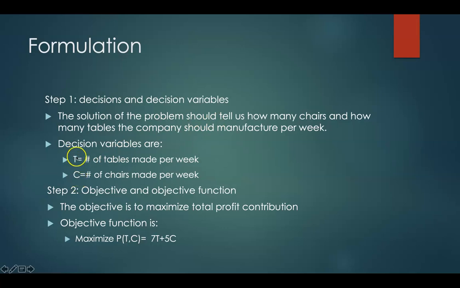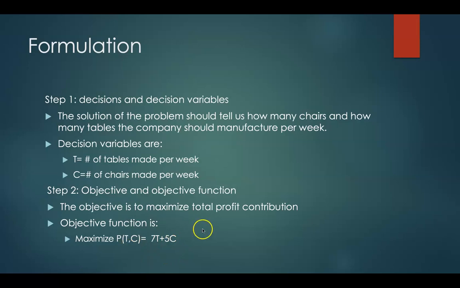So you have one decision variable T, which is the number of tables that you make per week. You have another decision variable C, which is the number of chairs that you make per week. So these are the 2 decision variables that you have. Now using these 2 decision variables, let's define the objective. The objective here is pretty straightforward. We want to maximize the profit that we make. So the objective function will be, remember, each table gives you a profit of $7, while each chair gives you a profit of $5.